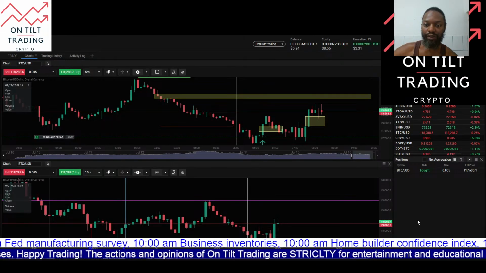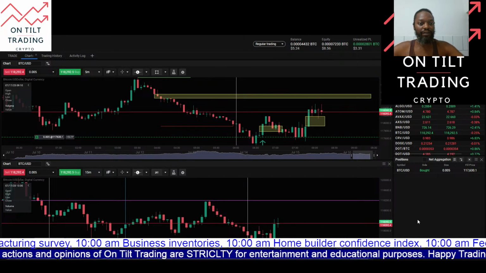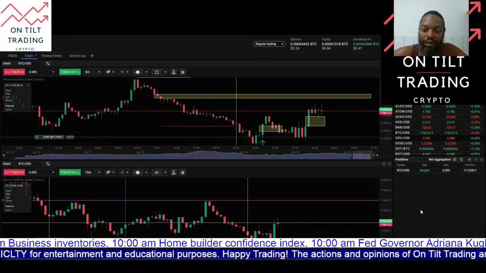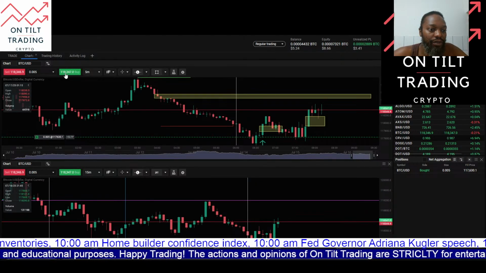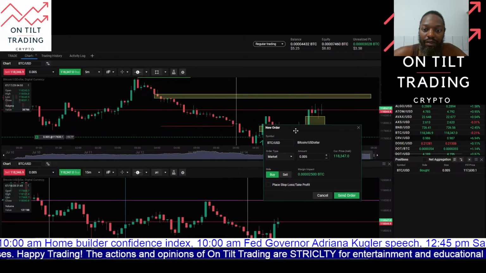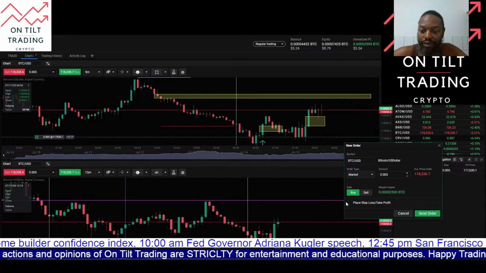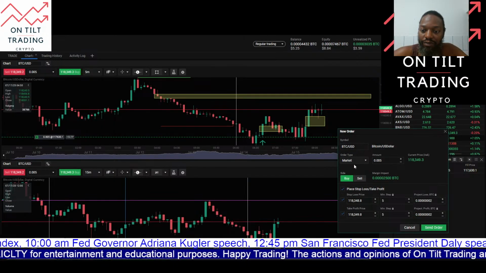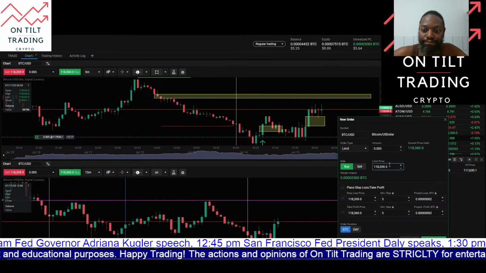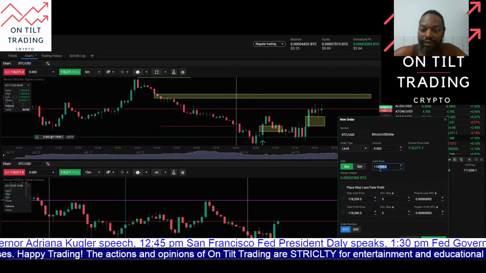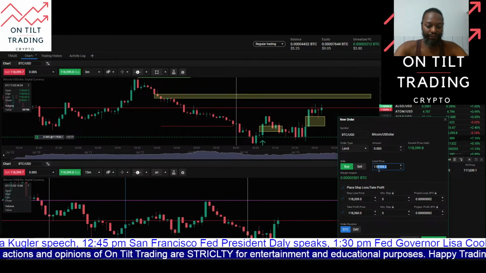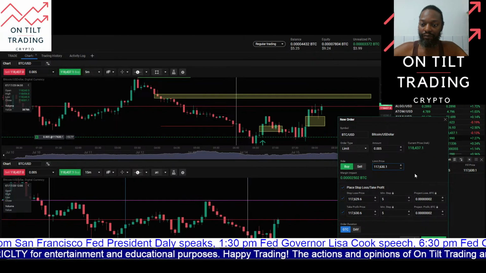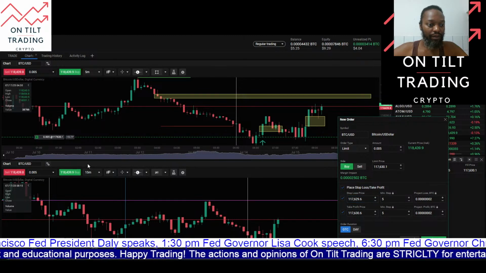And I was journaling this trade, but I've made some changes to it, so I'm going to make those adjustments here. So change the order. So I've changed my take profit. So entry 117,631. Stop loss.